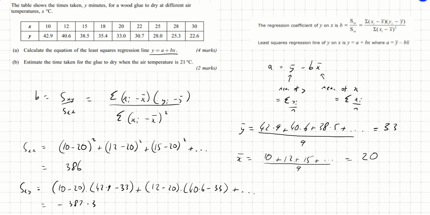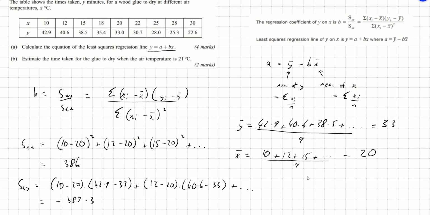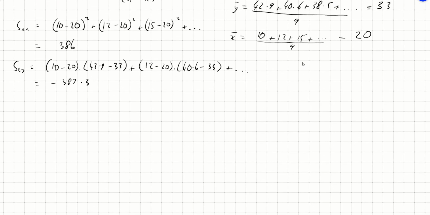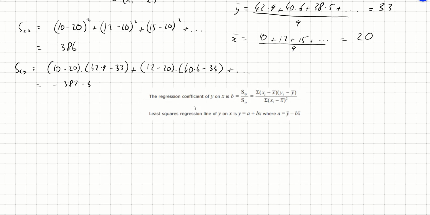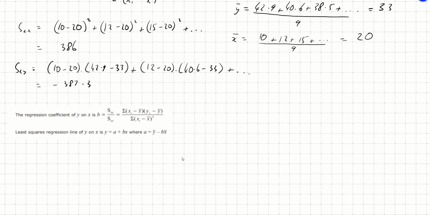We're now just trying to plug these numbers into these two formulae. So I'll copy these formulae down. So B equals SXY over SXX. We worked out SXY and SXX already. So this is minus 387.3 divided by 386. And this turns into minus 1.003.